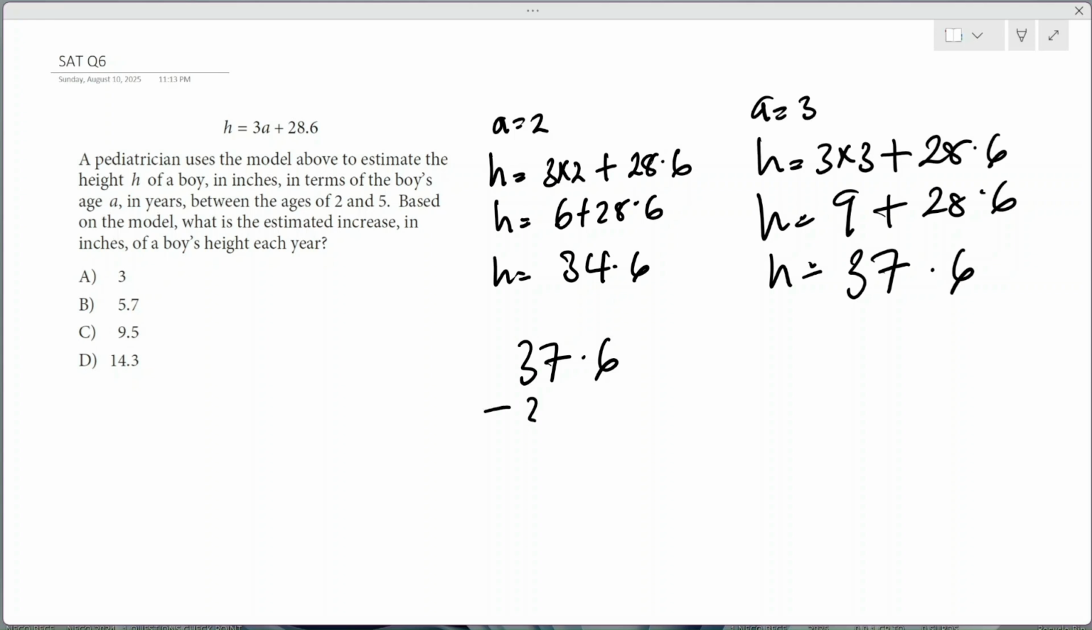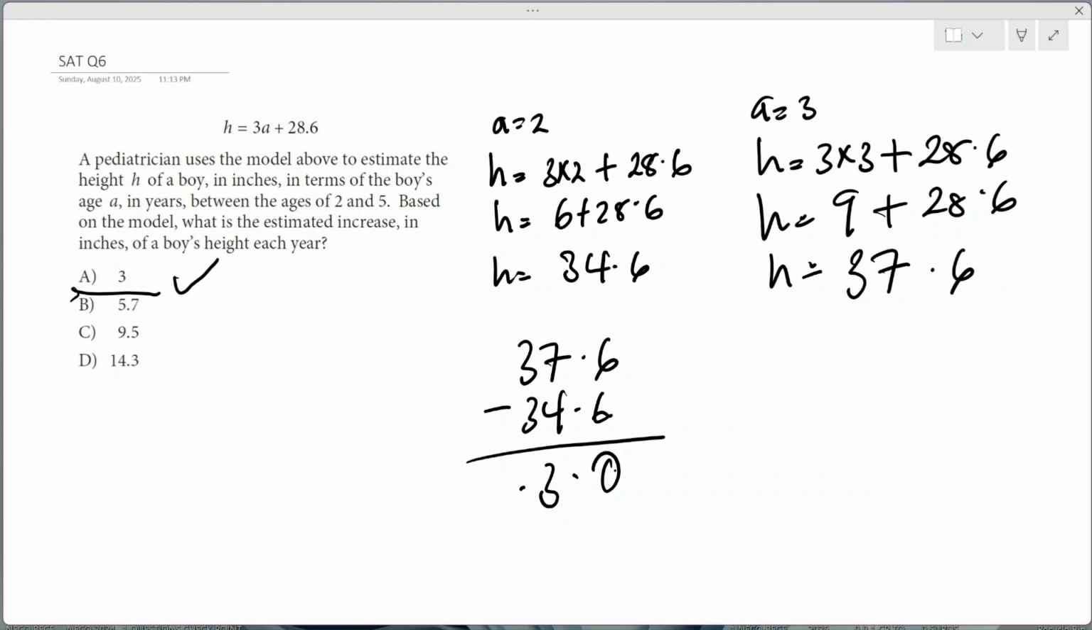37.6 subtracted by 34.6. 6 minus 6 is 0. 7 minus 4 is 3, and 3 minus 3 is 0. You can put a dot here. So you have the increase between year 3 and year 2 as 3. The answer to this question is therefore A, that's 3.